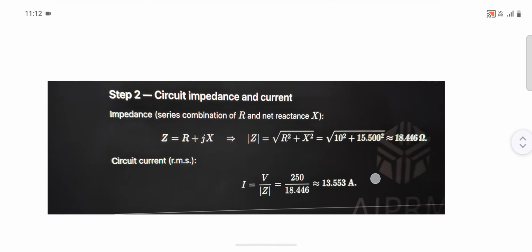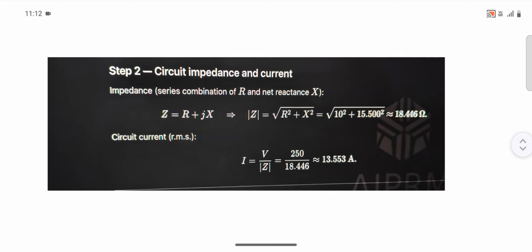Now circuit impedance. For this we will calculate the mode, then we will get mod Z is equal to under root R square plus X square. R value, that is resistance value, X is the net reactance. Then we will get the circuit impedance.